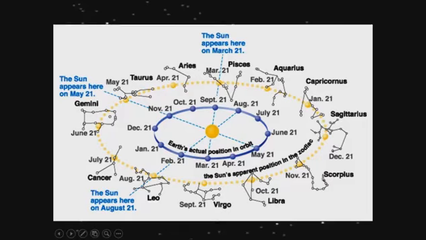So the sun will appear over here in Pisces on March 21st. You're standing over here, you're viewing the sun against the background of Pisces. On May 21st, you're viewing the sun against the background of the constellation Taurus. So the sun appears to move through different constellations at different times of year. And that is what the zodiac really means. They're all constellations that fall onto the ecliptic.